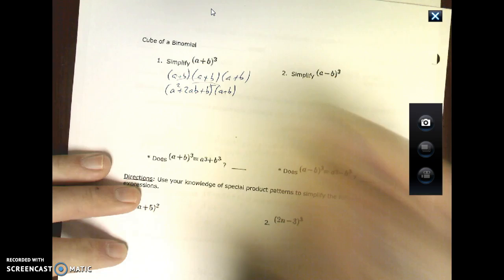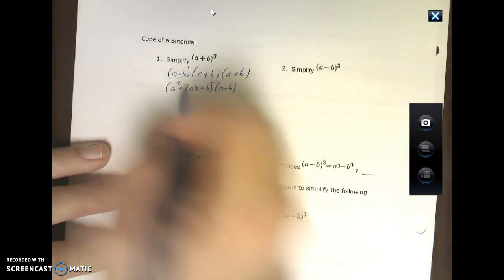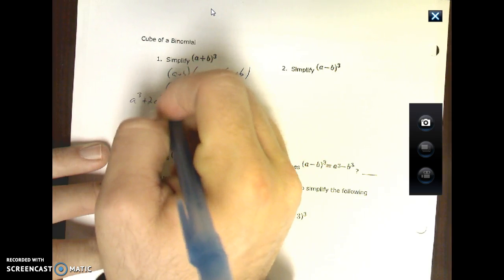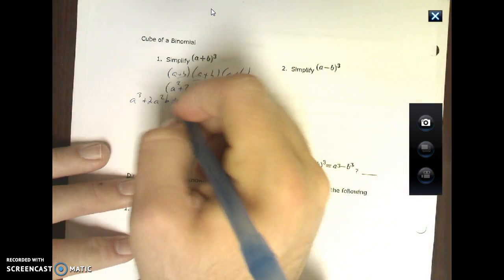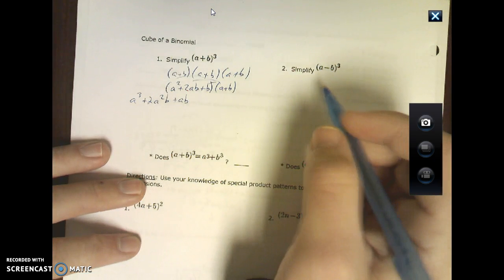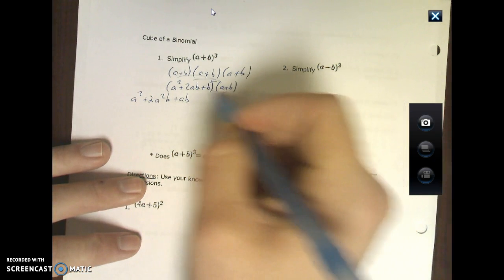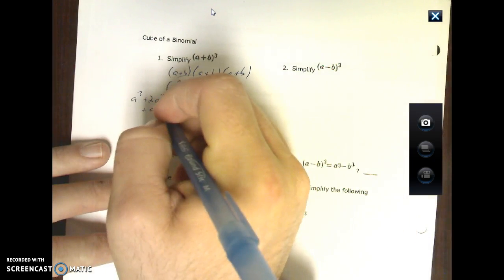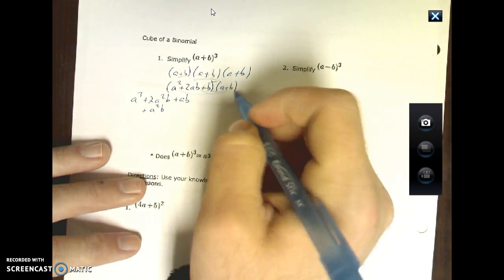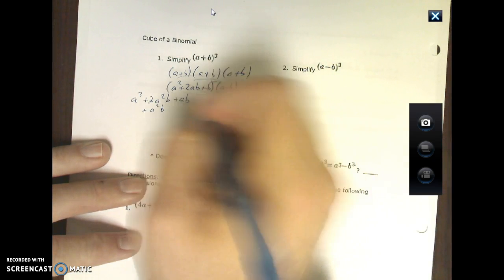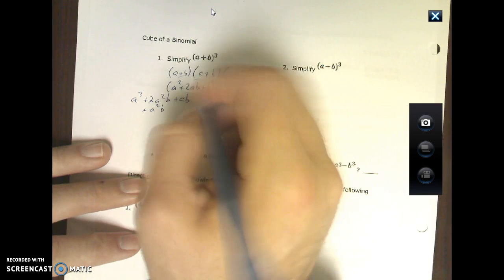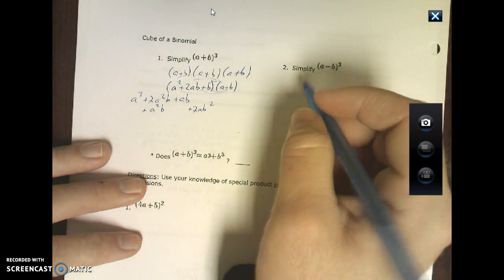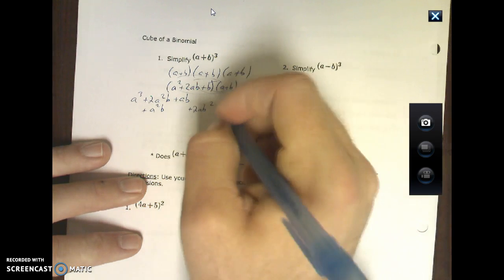Now I'm going to distribute this a across. Check this out. a times a squared is a cubed. a times 2ab is 2a squared b. a times b squared is ab squared. Now, I'm going to multiply the b across. b times a squared is a squared b. b times 2ab is 2ab squared. And then lastly, b times b squared is b cubed.